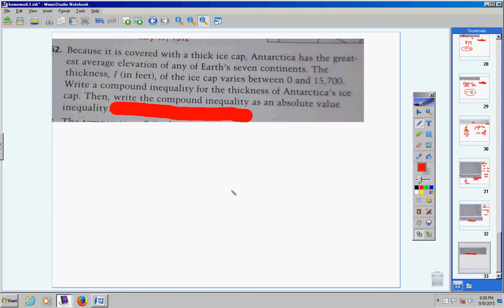Okay. Well, that really is pretty simple, guys. I gotta be honest. I is the thickness in feet. So we're gonna put I in the middle. I has to be less than or equal to 15,700 and greater than or equal to 0.